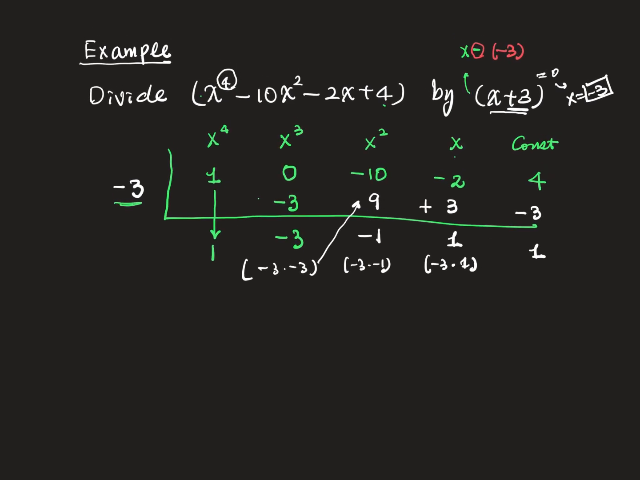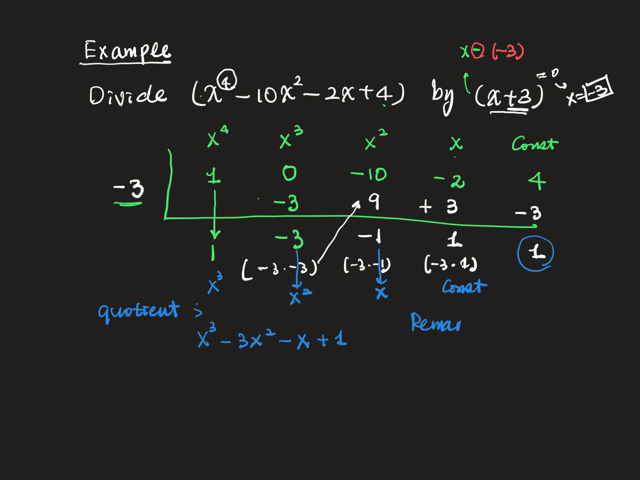When you finish synthetic division, x to the fourth minus 10x squared minus 2x plus 4 is divided by x plus 3. Now you find the quotient. When you do the division, you always find the quotient. Here is x cubed, decreasing by 1, then x squared, x, and the constant. So the quotient is x cubed times 1, x cubed, negative 3x squared, negative x, plus 1. That's the quotient.